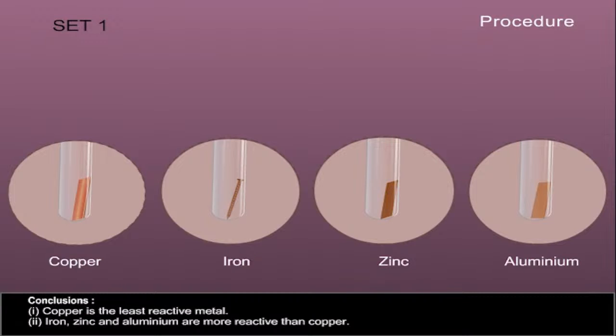Conclusions. 1. Copper is the least reactive metal. 2. Iron, zinc and aluminium are more reactive than copper.